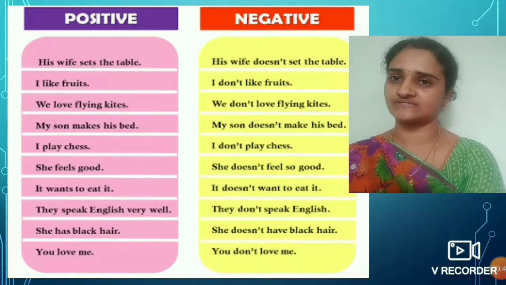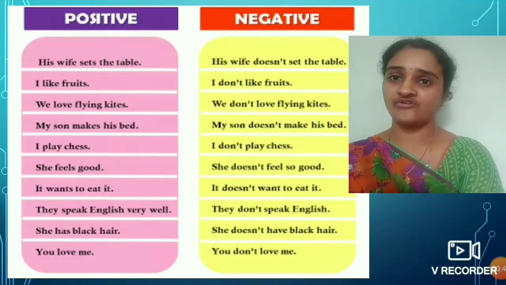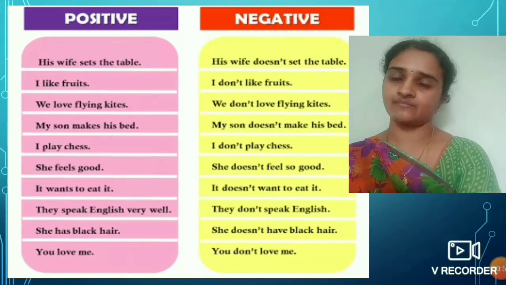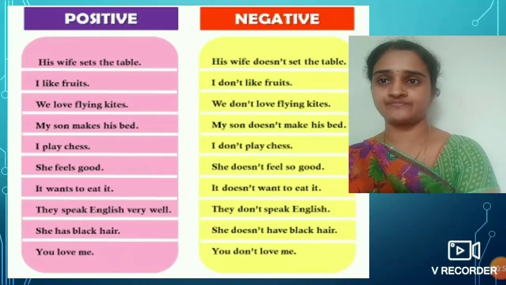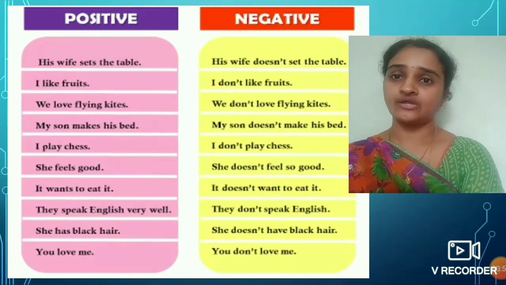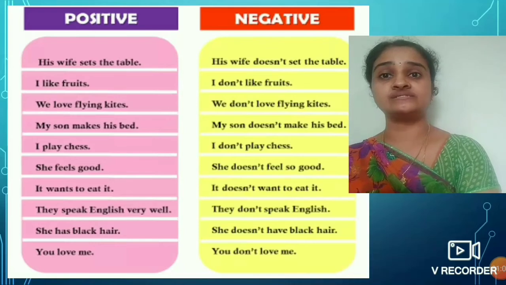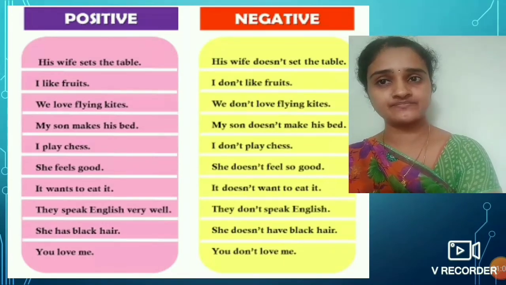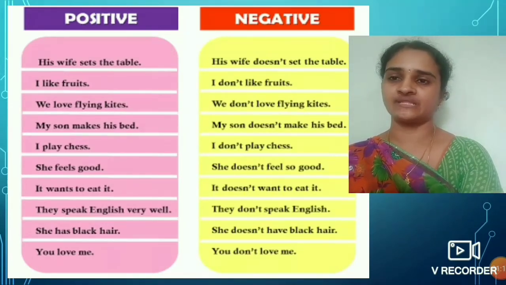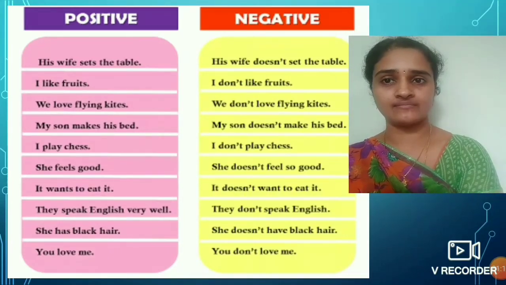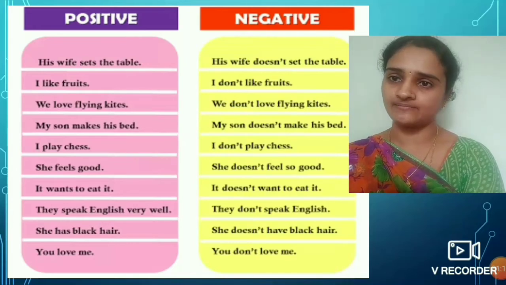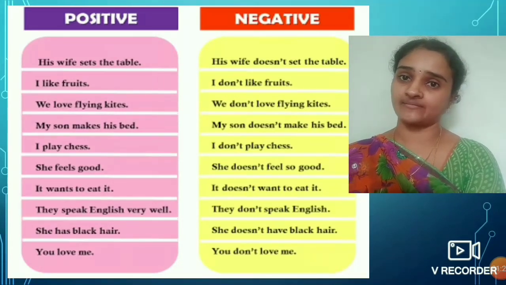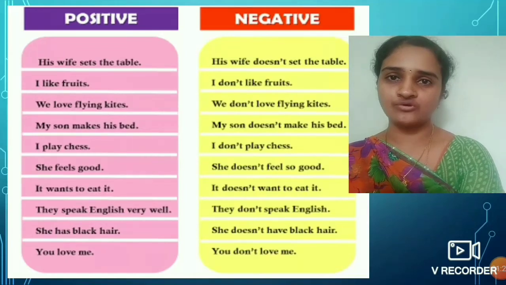I don't like fruits. We love flying kites. We don't love flying kites. My son makes his bed. My son doesn't make his bed. I play chess. I don't play chess. She feels good. She doesn't feel so good. It wants to eat it. It doesn't want to eat it. They speak English very well. They don't speak English very well. She has black hair. She doesn't have black hair. You love me? You don't love me.